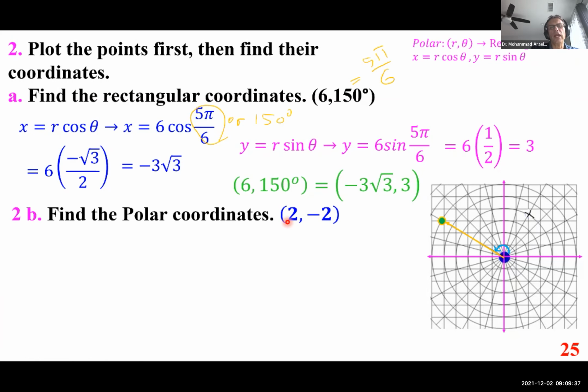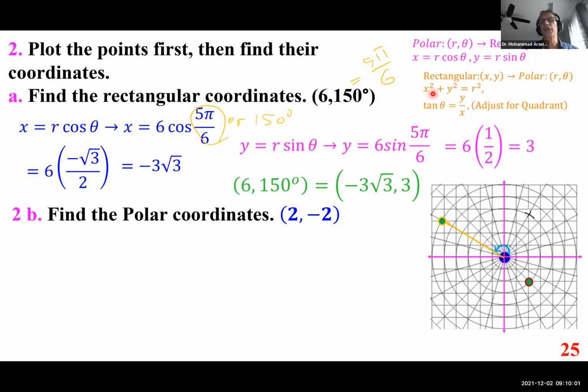Now we have the rectangular coordinate system point 2 comma negative 2, and we want to go with the polar coordinate. So you go 2 units to the right, 2 units down. Okay, so 2 units to the right, 2 units down, and you end up here.